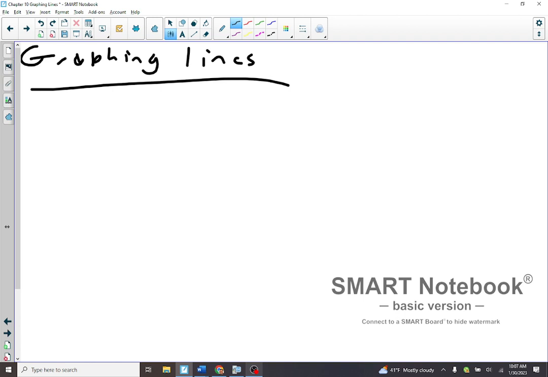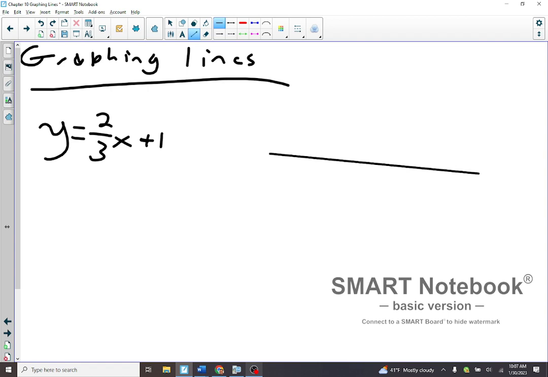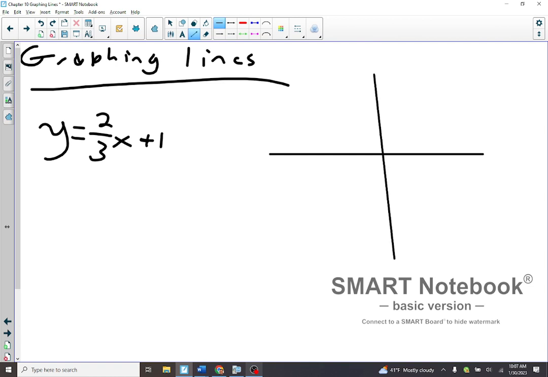So the first one, we're going to graph, let's say, y equals 2 over 3x plus 1. No, let's do 1, you don't want to go too far. On the test, I'll give you the graphs, you don't need to graph it yourself.